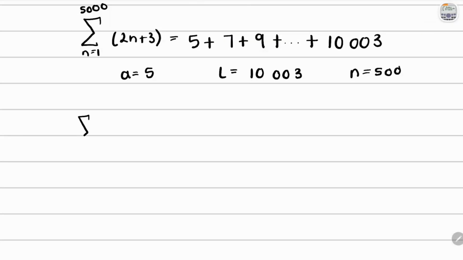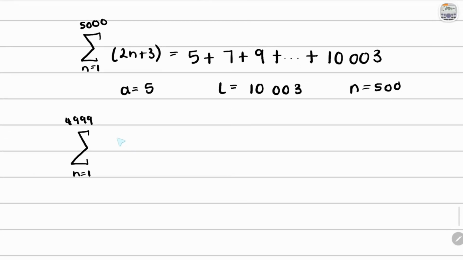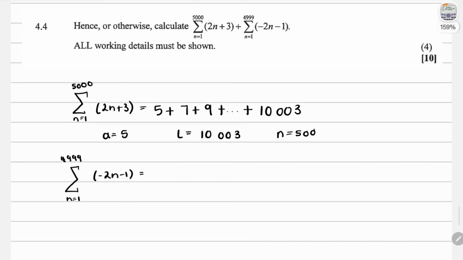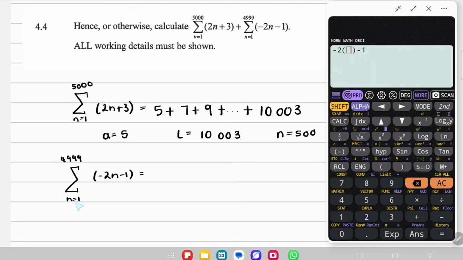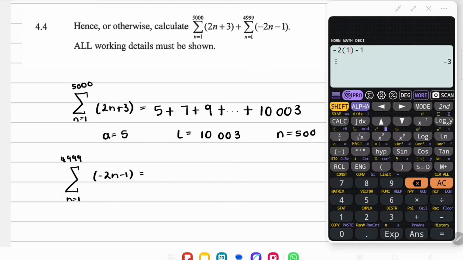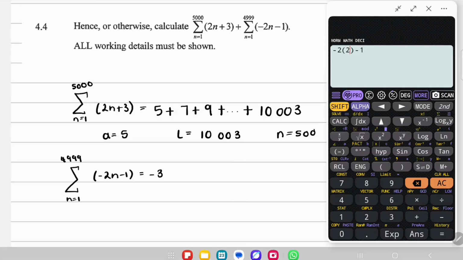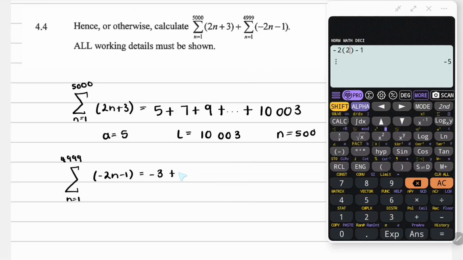The second series says we're finding the sum where n starts at 1, ending at 4,999, right? And then we have minus 2n minus 1. And let's expand that as well. Let's just find that. So the first term where n is equal to 1, you always start wherever they start. So that's at 1. The first term is negative 3. And then the second term is negative 5. So you can say plus negative 5, but it's really no use. Just say minus 5, because if you say plus negative 5, it still stays negative 5. And then substitute 3. That gives us negative 7.